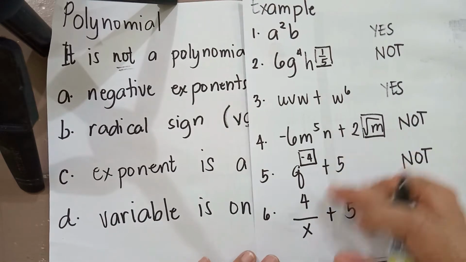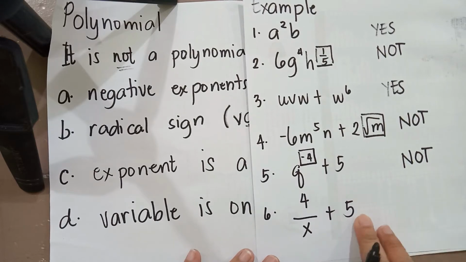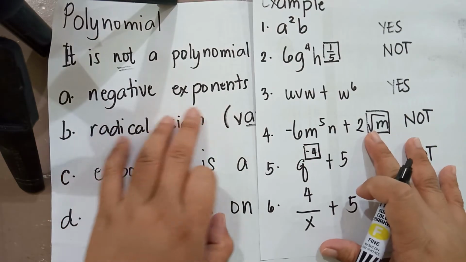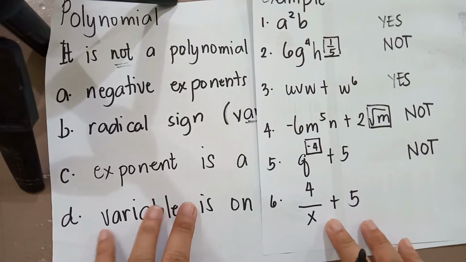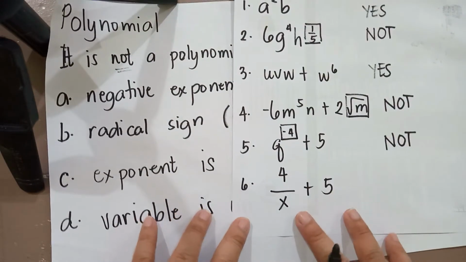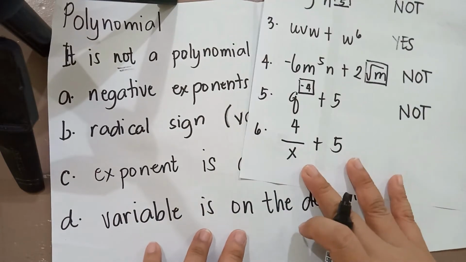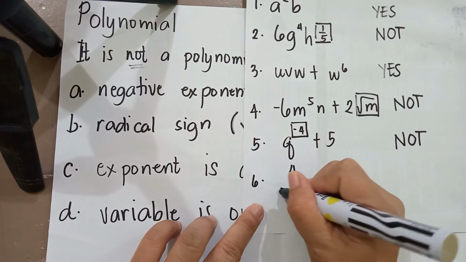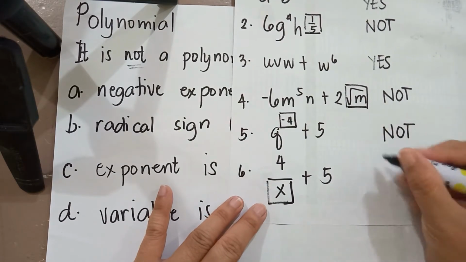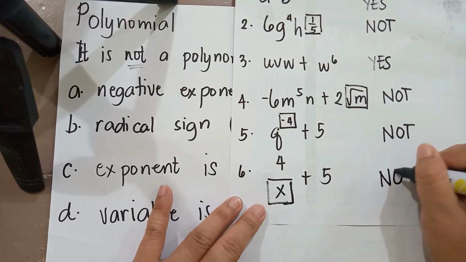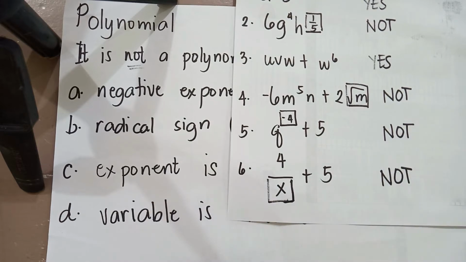Number 6, 4 over x plus 5. Check. Negative exponent? None. Radical sign? None. Exponent is a fraction? None. Variable is on the denominator. We have here a variable which is on the denominator. Then we can say this is not a polynomial. That is how to identify whether the expression is a polynomial or not.